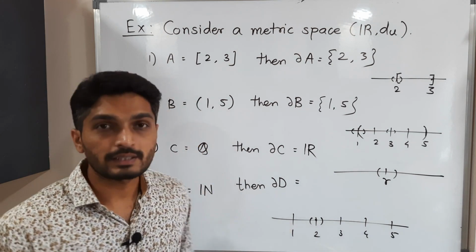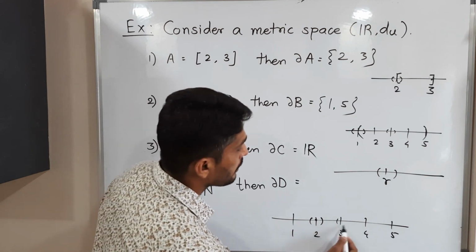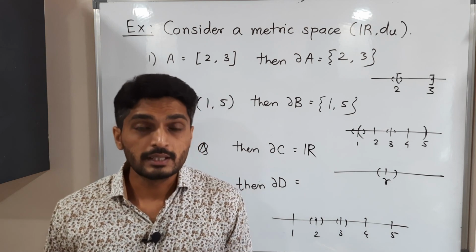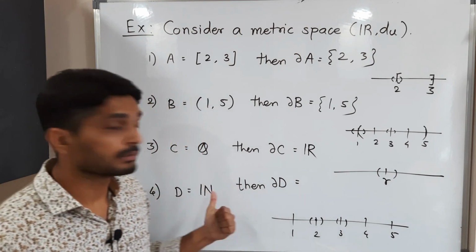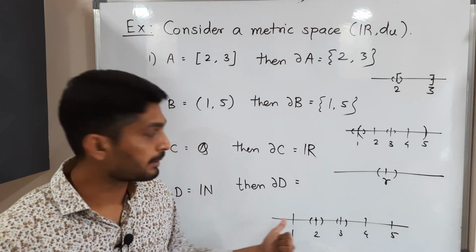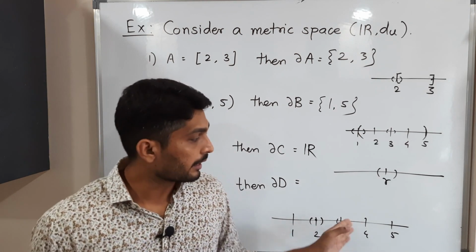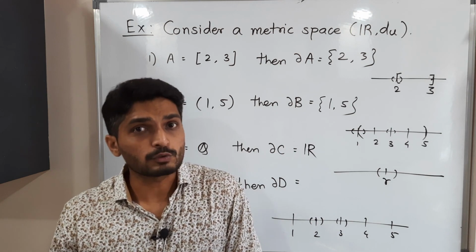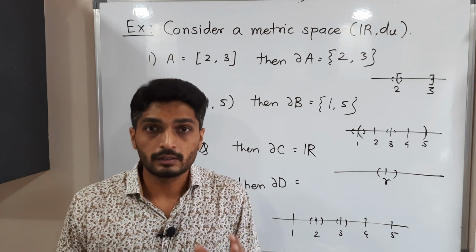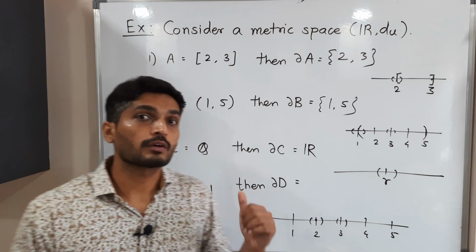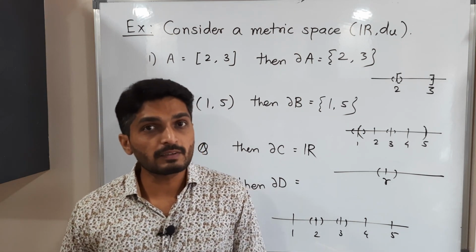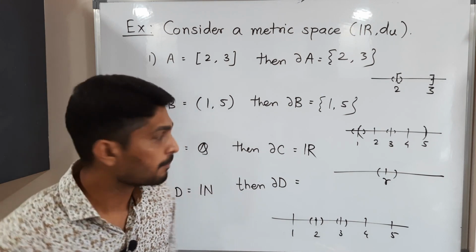To satisfy that condition, what about 3? If you draw any open ball around 3, is there any element from this set? Yes, 3 is an element of this set. And other than 3, many real numbers are there which are from the complement. So every open ball around 3 contains points of N as well as its complement. That's why 3 is also a boundary point. Similarly, we can say all natural numbers are boundary points.